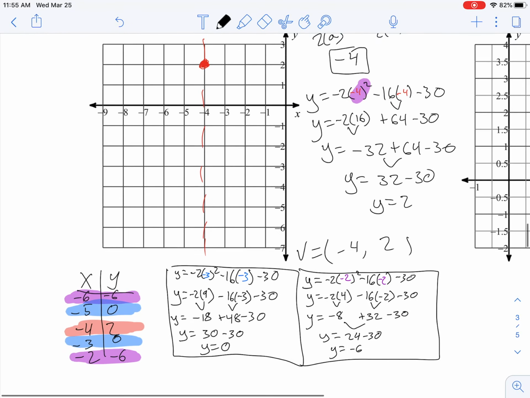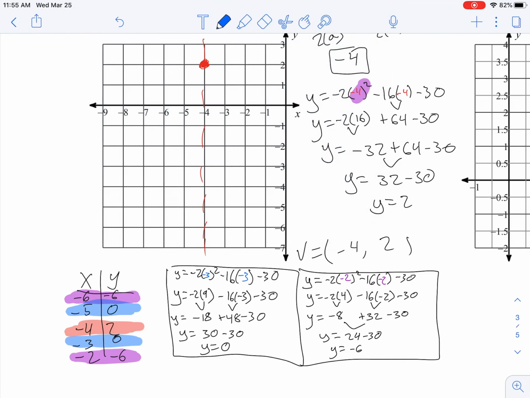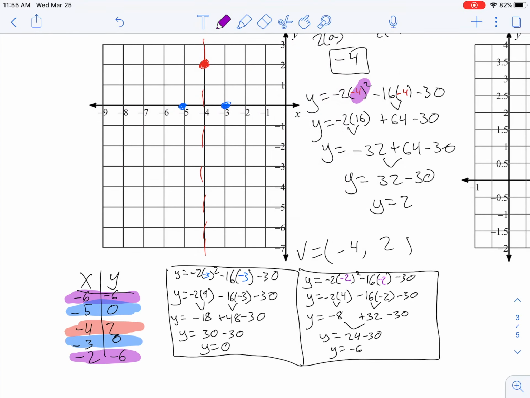So now the last part's to just plot these. So I'm going -5, 0, which would be right here, and -3, 0, which would be right here. I'm going -2, -6, all the way down here, and -6, -6. And you can tell they do reflect across to each other. So that's our parabola.